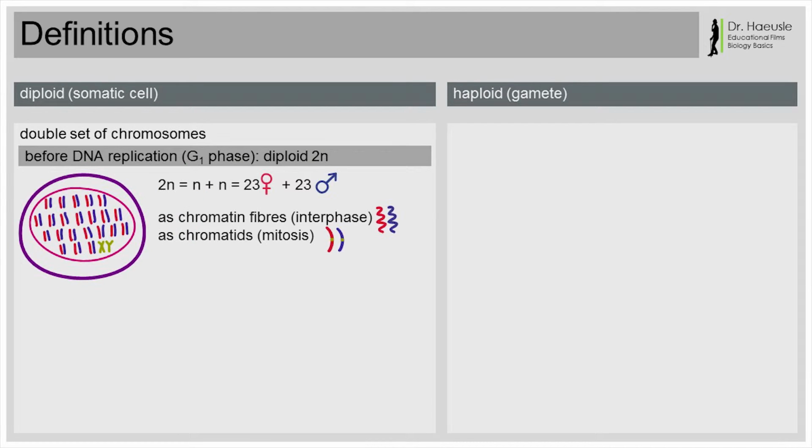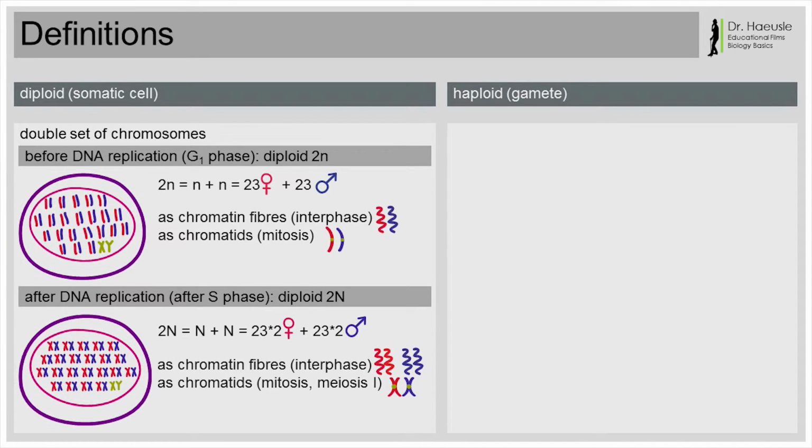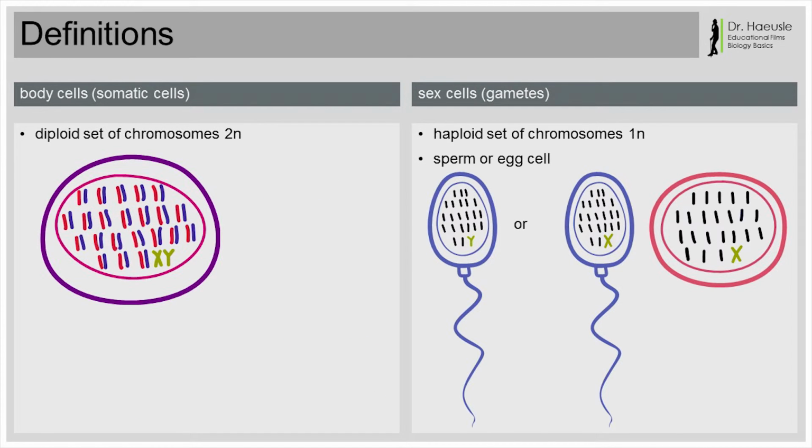For the term diploid, it doesn't matter if the set of 46 chromosomes consists of single-stranded chromosomes or double-stranded chromosomes. The thing that matters is that there are 2 sets of 23 chromosomes each, 23 from the mother and 23 from the father. That sounds logical. After DNA replication, there is merely an identical copy of the chromosomes, and not an entirely new set of chromosomes. Correct.